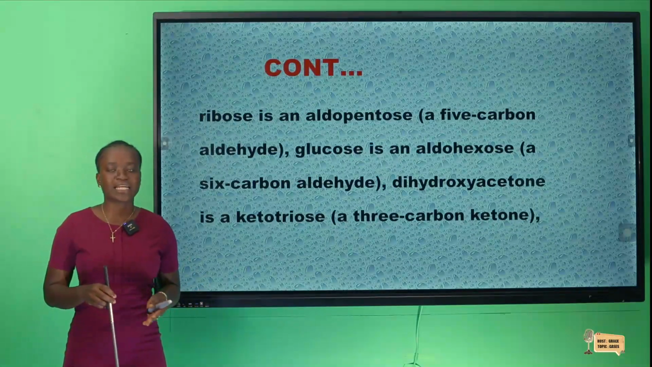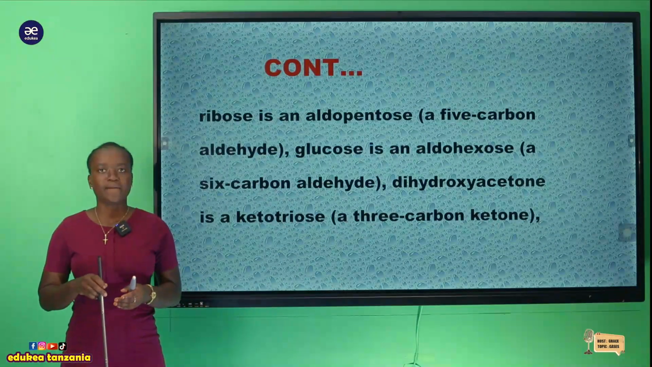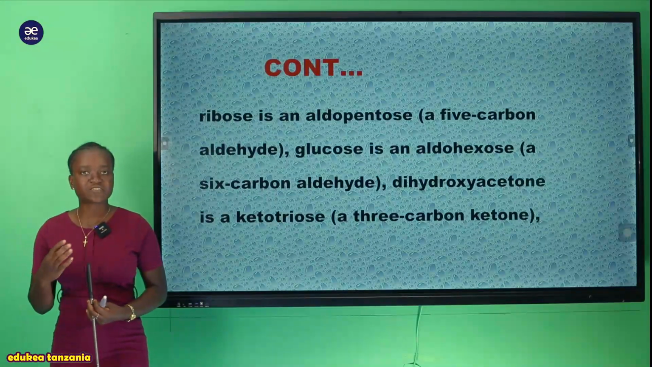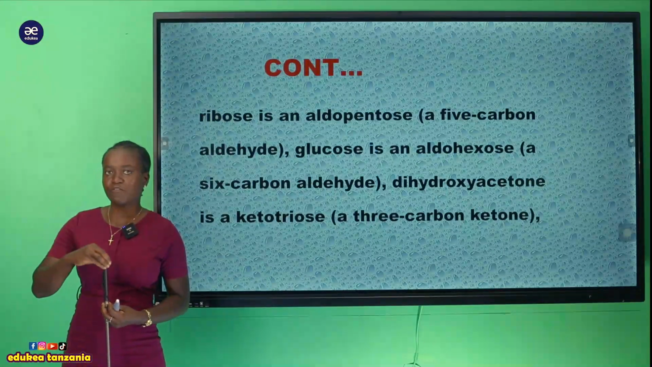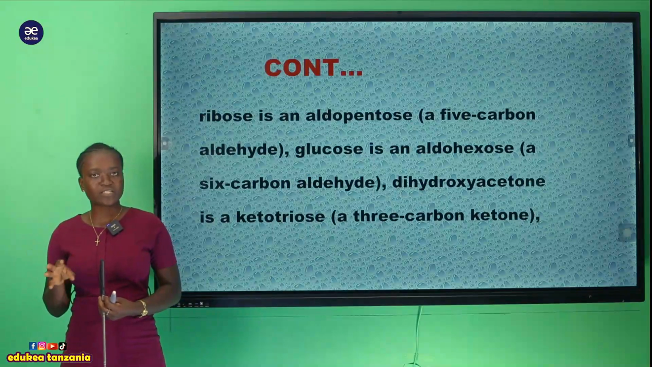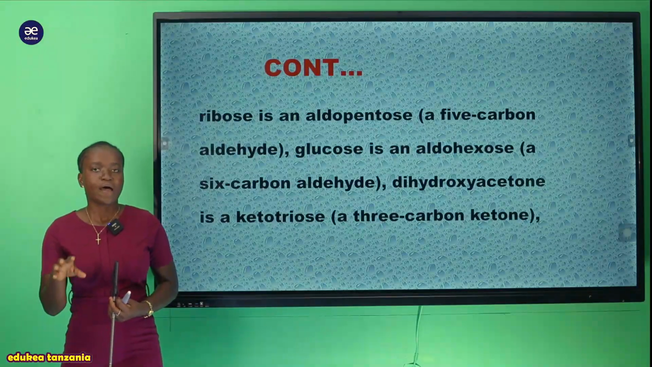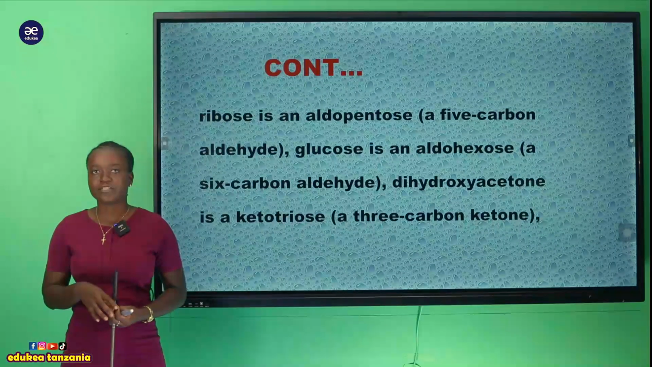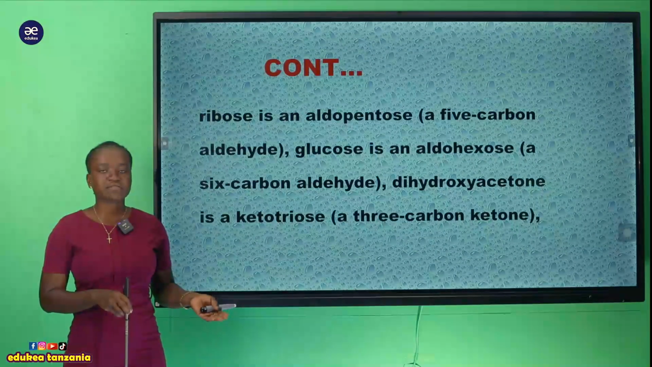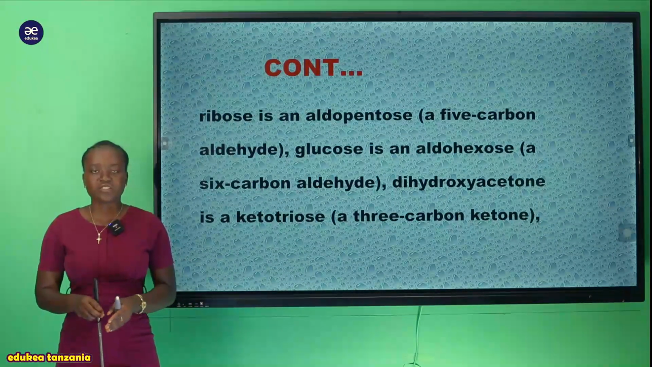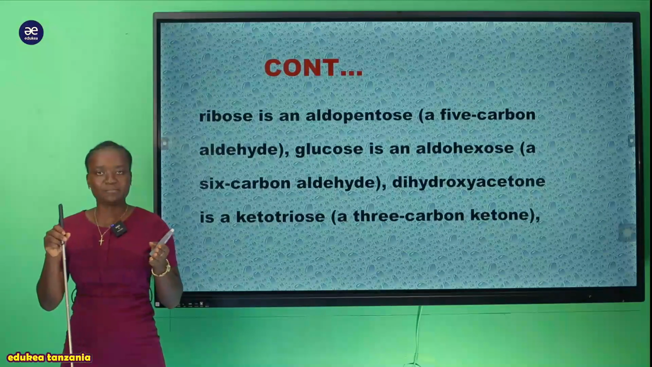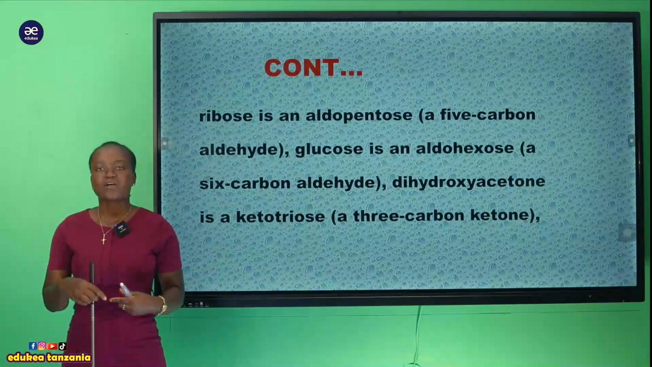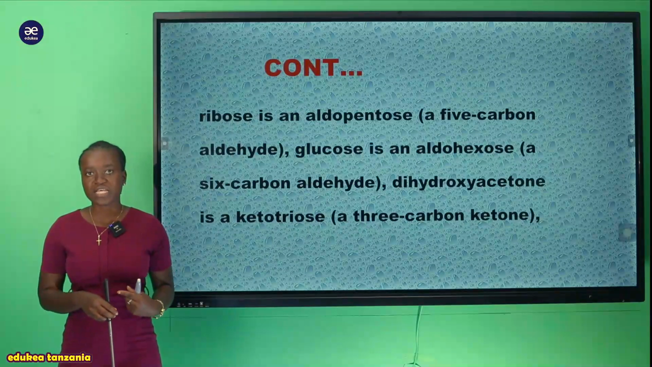Proceeding on the classification of the monosaccharide, we have seen that monosaccharides are classified based on the number of carbonyl groups present within the structure, but also based on the number of carbon atoms that they have in that structure. And we ended by saying that these two systems of classifying carbohydrates are combined so that we can have a complete structure of monosaccharide.